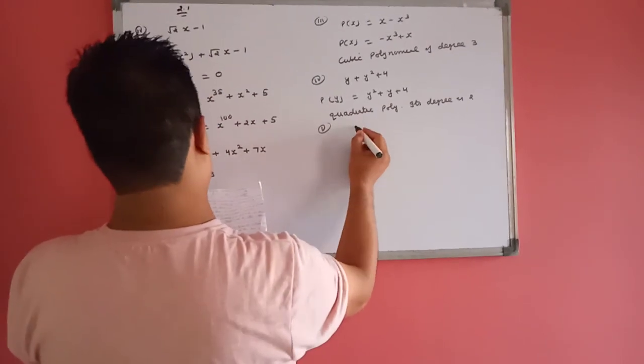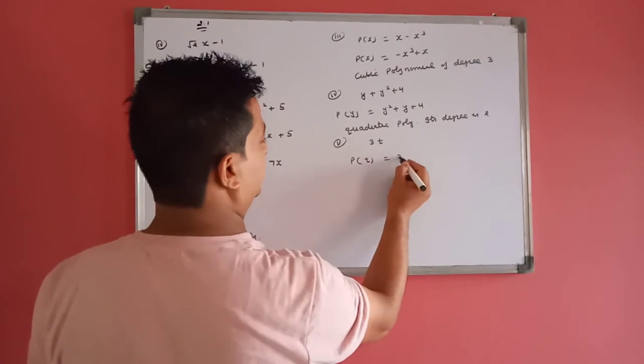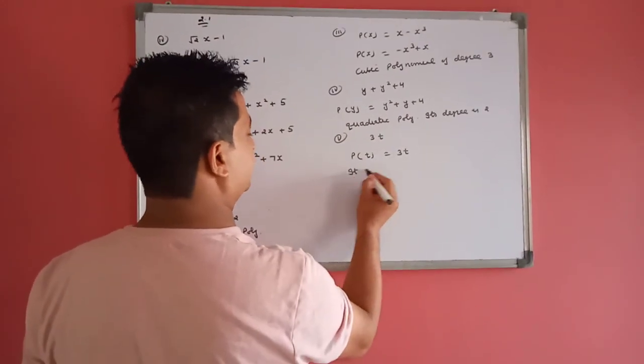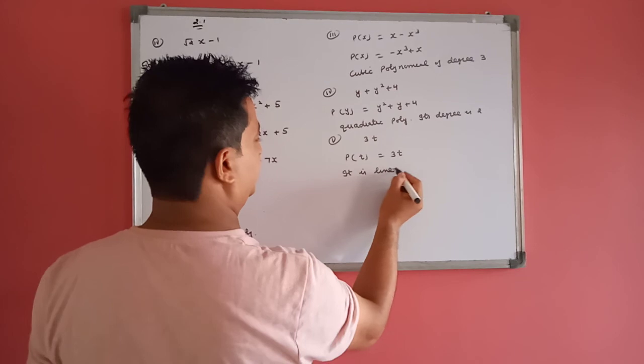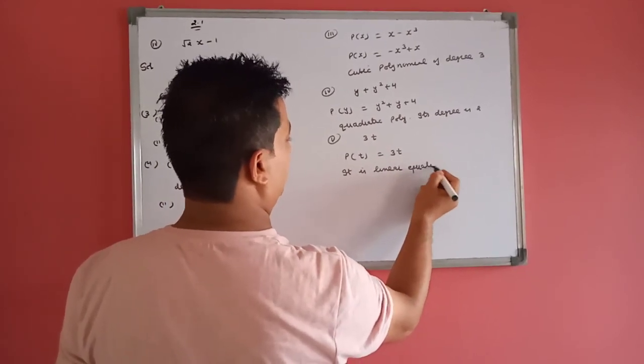The fifth is p(t) equals 3t. It is a linear polynomial of degree 1.